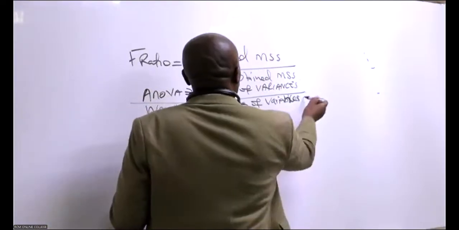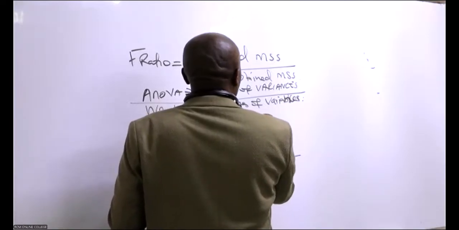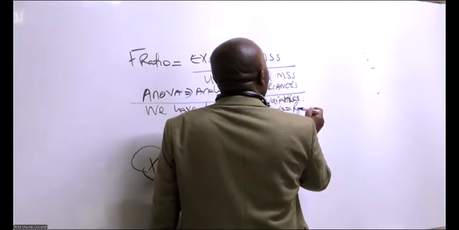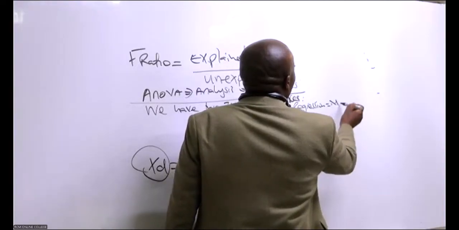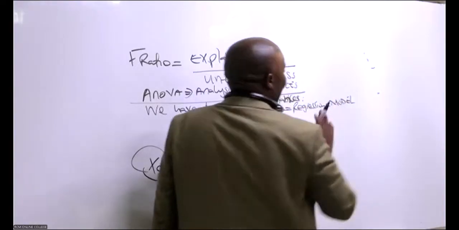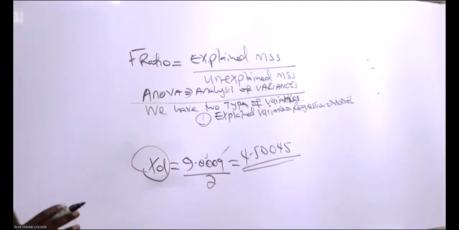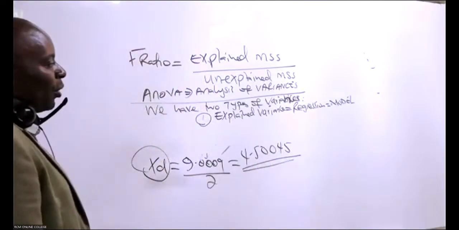Number one: explained variance. This explained variance is what we call regression. At times the examiner uses the word model variance. Whenever you hear model variance, know that that is the variance that has already been explained.